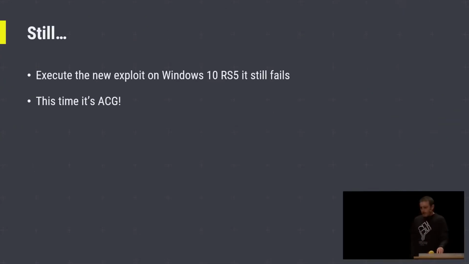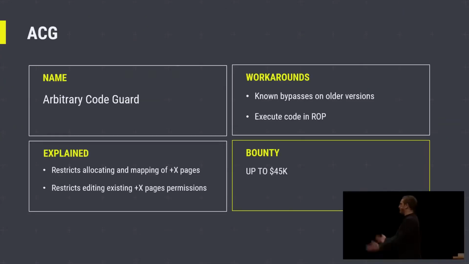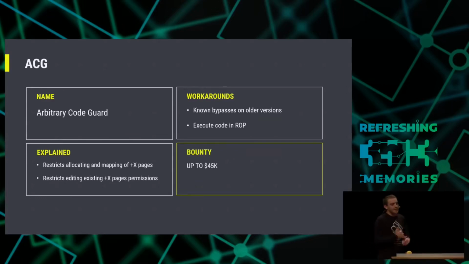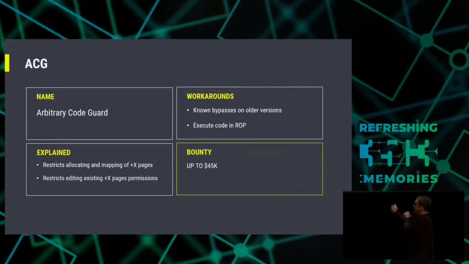Well, not. We have int 29 again, and we crash, and life is sad, because we have ACG, which stands for Arbitrary Code Guard. This mitigation does exactly what its name suggests. It basically forbids you to execute arbitrary code. It introduces two new restrictions. The first one is that you can't allocate or mmap plus-X pages at all. It will simply fail. VirtualAllocEx will fail if you try to give it the flag of page execute. This is exactly what would happen if you try to execute this POC.